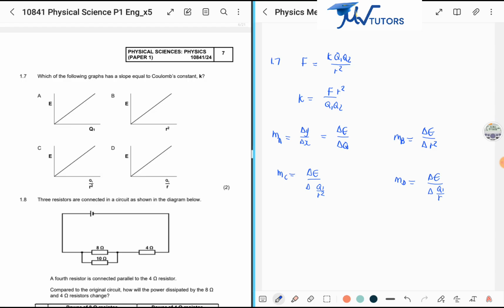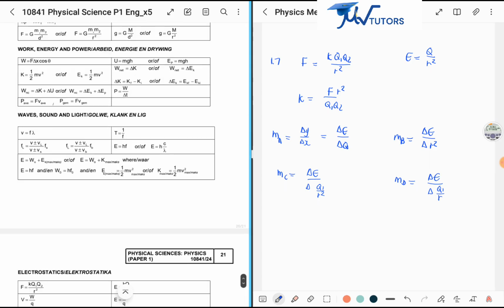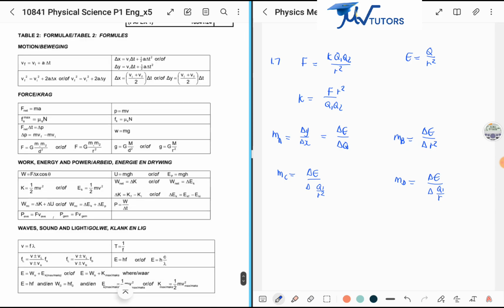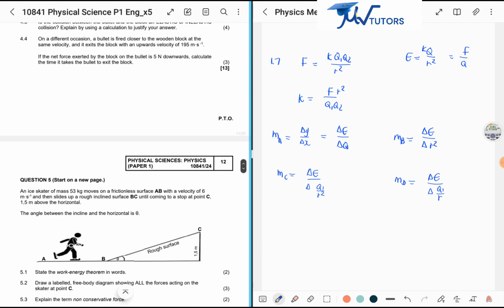Remember what E is? Geez, did I forget? E is, I think it's Q over R squared. Okay, let me just check in the formula sheet. Ooh, let me not write lies over here. Okay. So E is KQ, I forgot about K. KQ over R squared, or basically it's equal to F over Q. Okay, let's go back to our question.